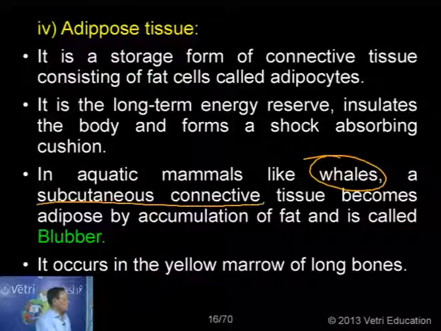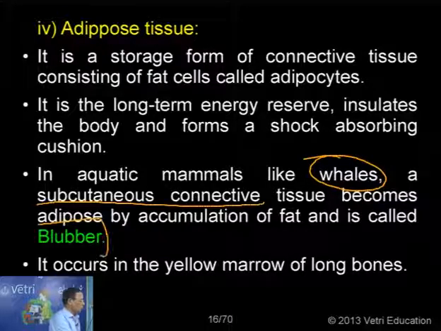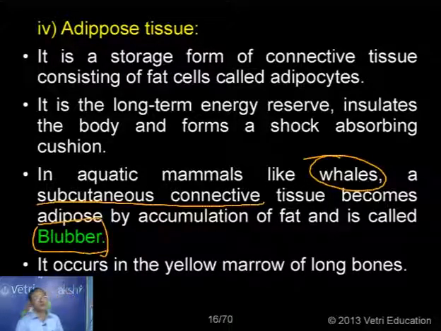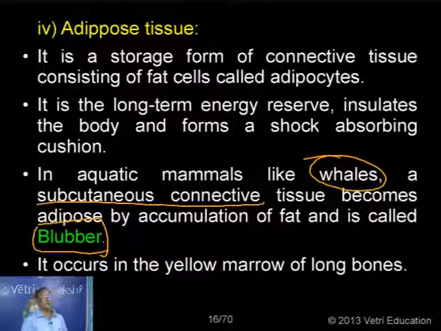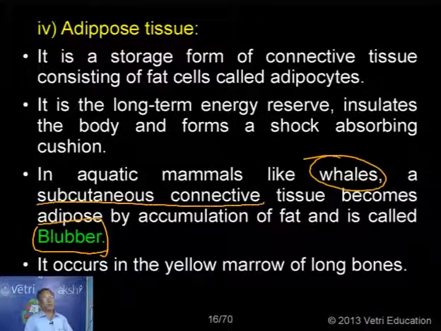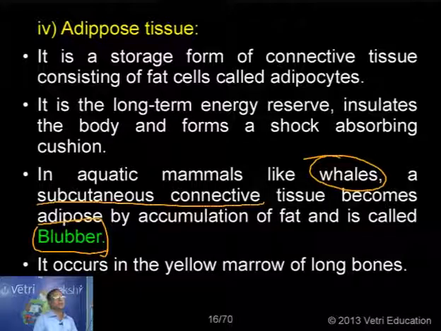And this one is called blubber. It's found in the case of whales, such huge animals. Even in the blue whale, the largest animal, the fat body normally found below the skin is more than 1 foot in thickness. And such a huge fat layer formed by this adipose tissue provides the opportunity for the animal to float on the surface of water.